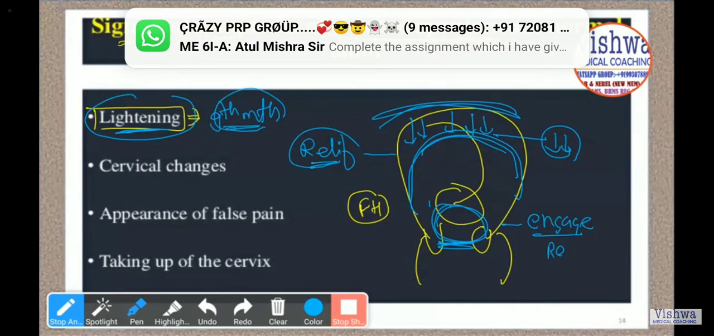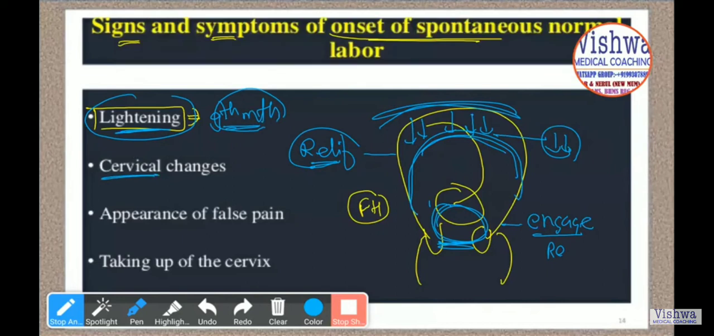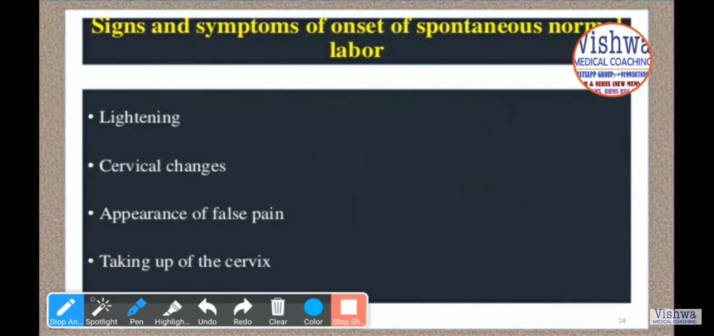We also have certain cervical changes, for example, the cervix starts thinning out as well as starts getting dilated. I'm going to show it to you.